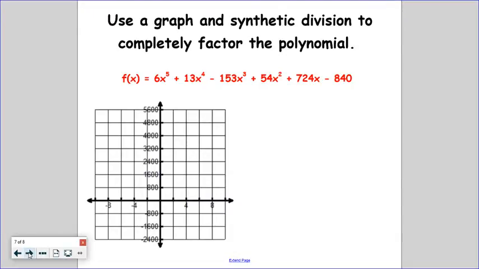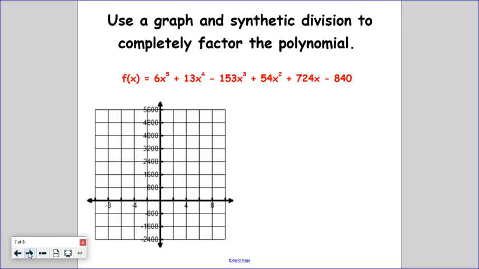Okay, I know that it looks ugly to start with. Your calculators are really going to help us out on this. It says use a graph and synthetic division to completely factor the polynomial. We don't know how to factor an x to the fifth, but we can work this down using synthetic division to something that we know how to factor.